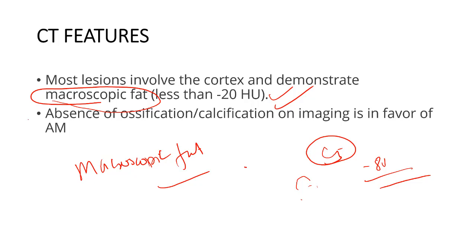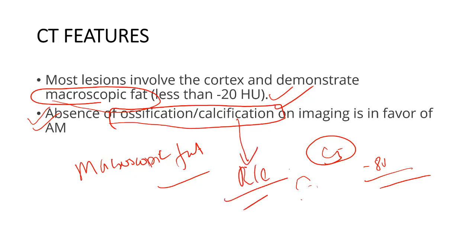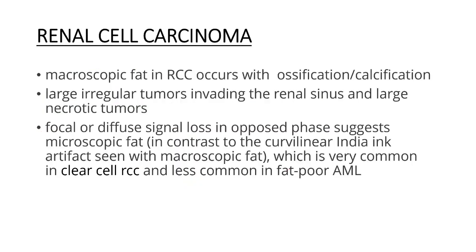The second most important thing written here is the absence of ossification and calcification. Yes, absence of ossification and calcification is very important, because if there is ossification and calcification, it will favor more towards RCC. Okay. So what is RCC, or renal cell carcinoma? Usually macroscopic fat is not present in RCC, but if sometimes it is present, it will be with ossification and calcification.